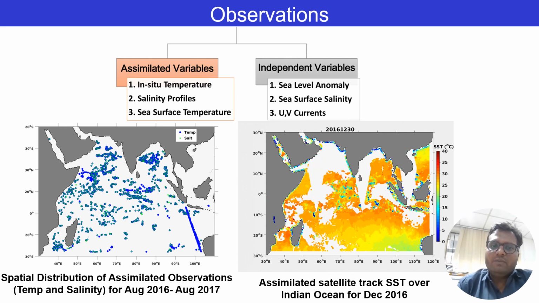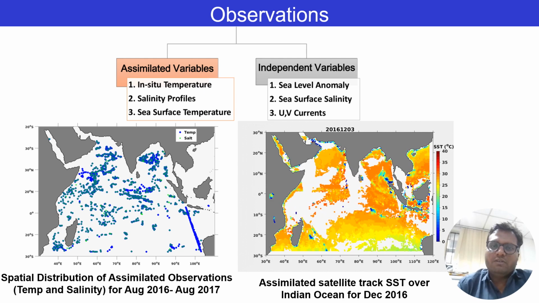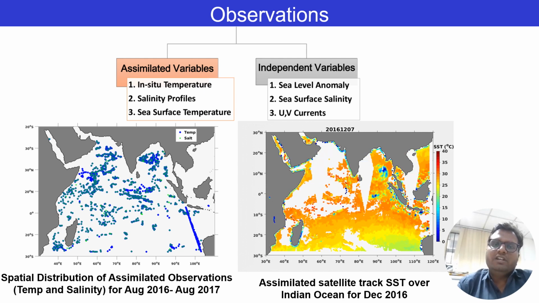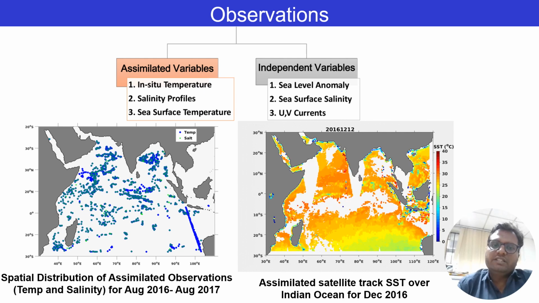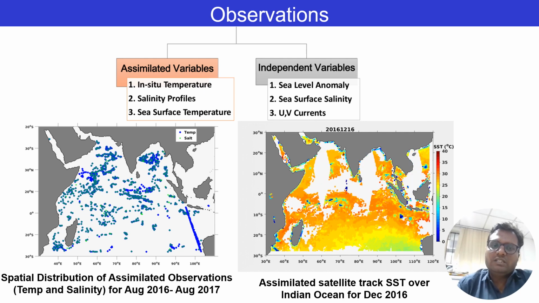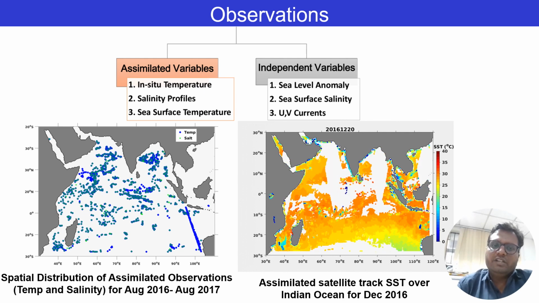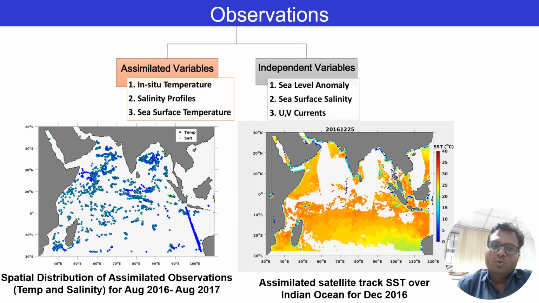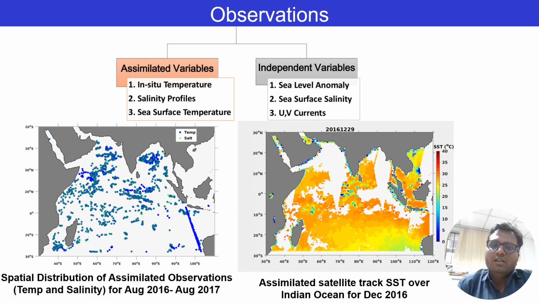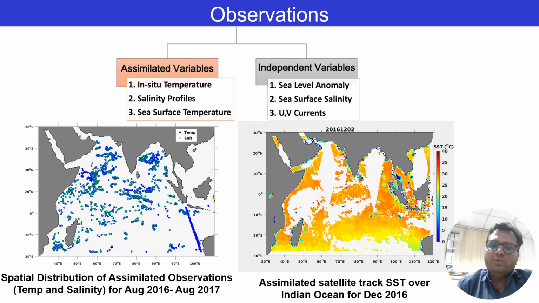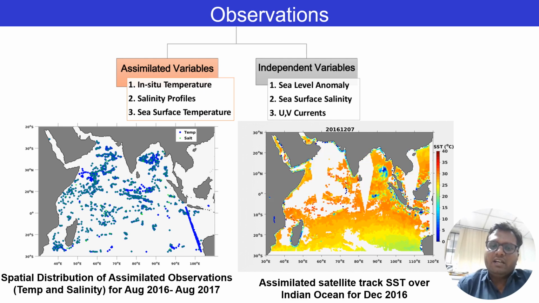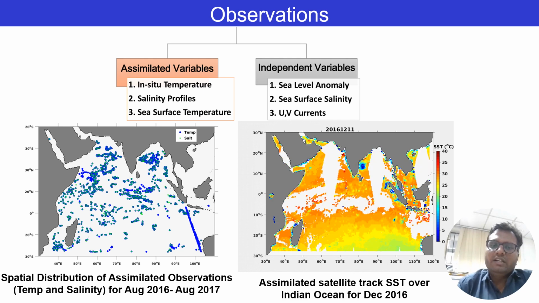On the left, I am showing the spatial distribution of in situ assimilated observations, that is temperature and salinity. These are observations from various observation networks like Argo, moored buoys, ship tracks. In the right panel, I am showing the satellite track data which went into the data assimilation system.